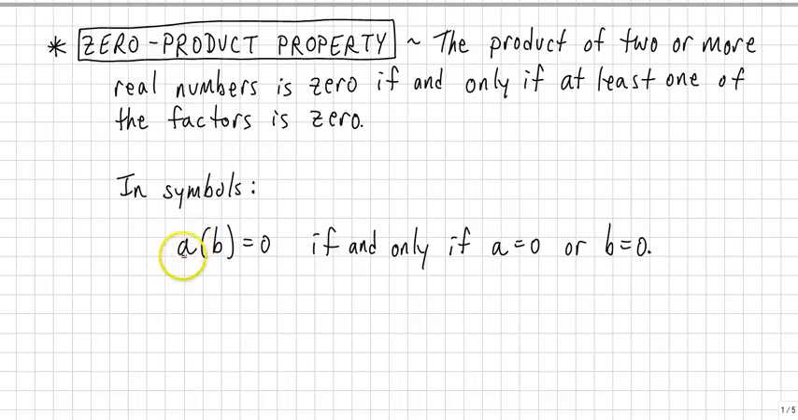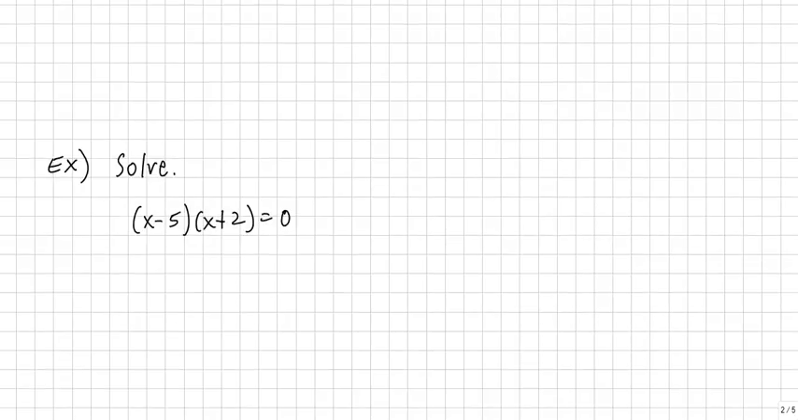So in other words, if you take a number A times a number B and you get an answer of zero, the only way that could happen is if A was zero or B was zero. One or the other has got to be zero. That's the only way you're going to multiply them together and get zero. So with that little fact and our factoring that we've now been practicing for a while, with those two things, we can now solve polynomial equations.